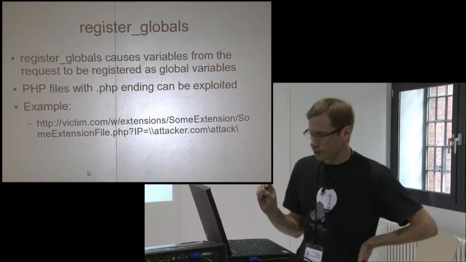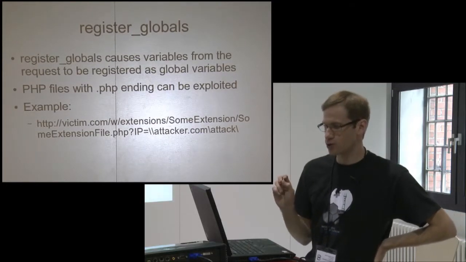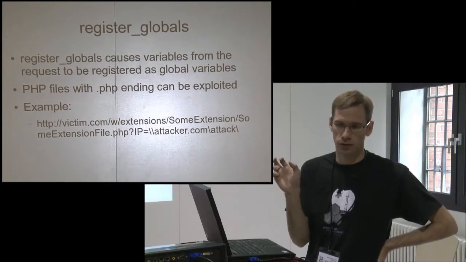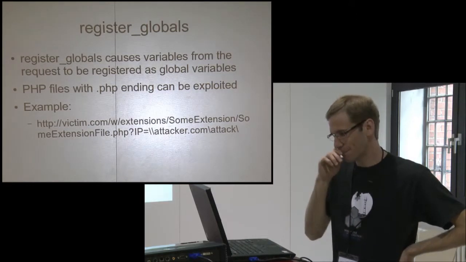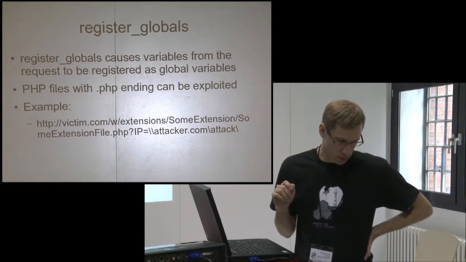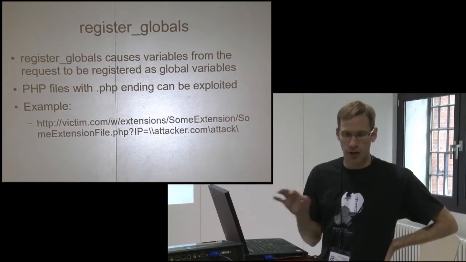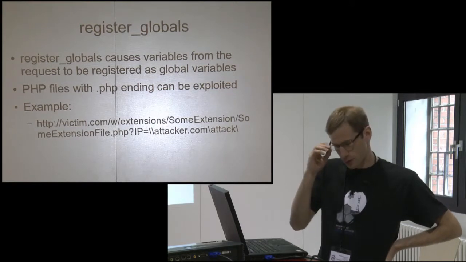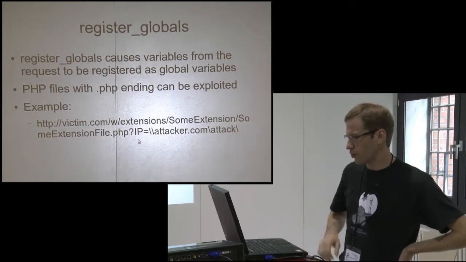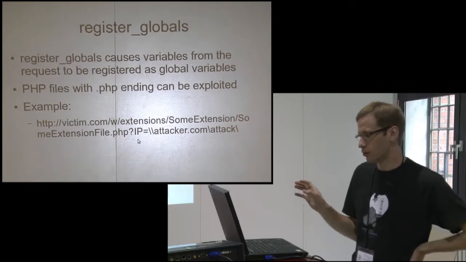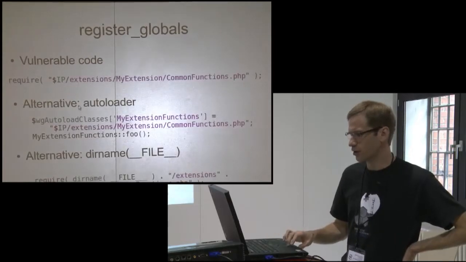Register globals is a php.ini setting which, when enabled, causes request variables, such as variables in the URL and variables in the form, to be registered as global variables present at the request start, okay? And this is a problem when you have a PHP file ending in .php which is not intended to be an entry point, but happens to be web accessible. Then the attacker can use a URL like I've got here with IP equals whatever, and then that defines a global variable called IP, which then, if you have a script with require $IP, here I've got an example.